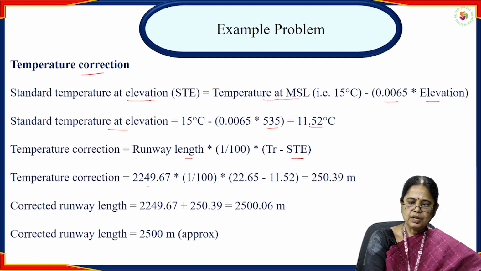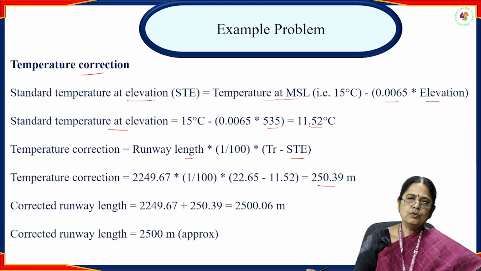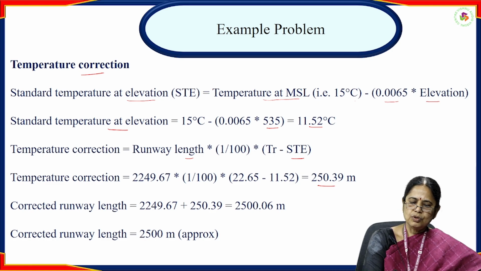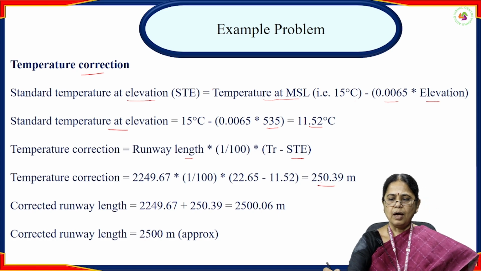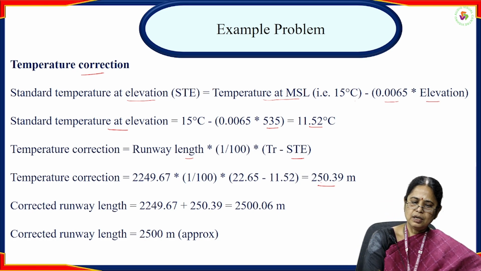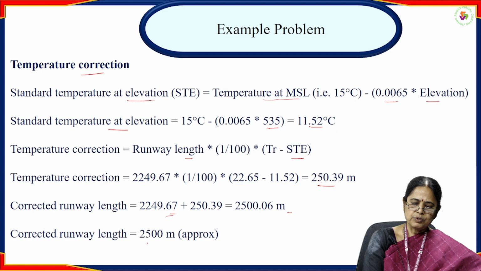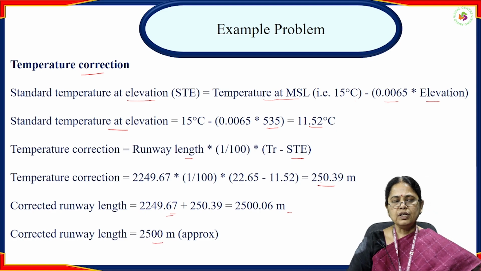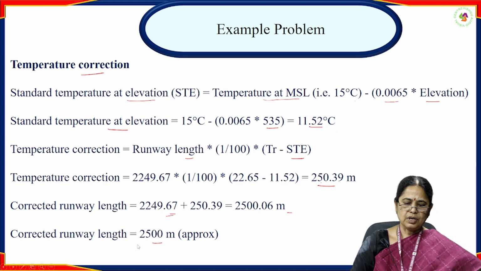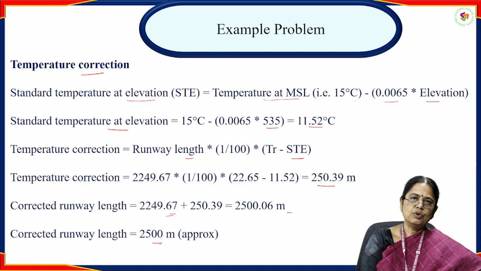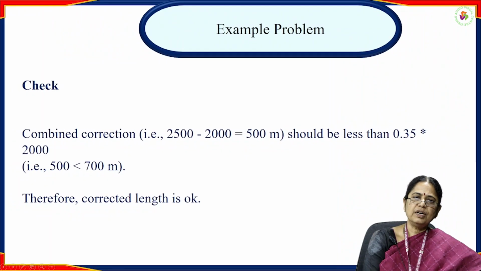So the temperature correction will be 250.39 meters. The corrected length is, after applying the elevation correction, 2249.67 plus 250.39, which is equal to 2500.06 meters. So approximately, the corrected runway length after applying the elevation and temperature corrections is 2500 meters.